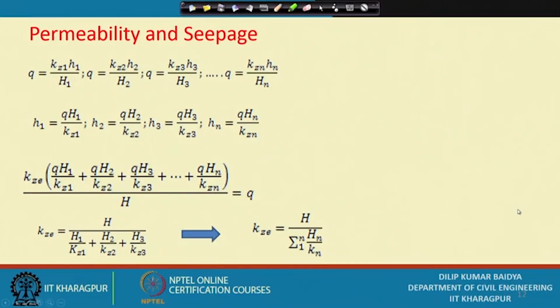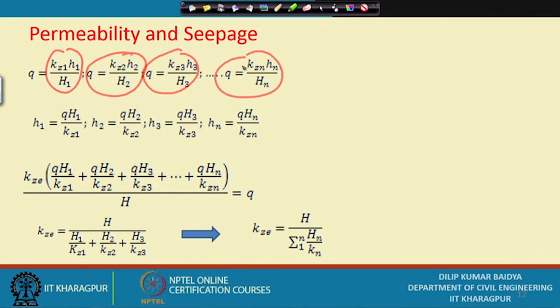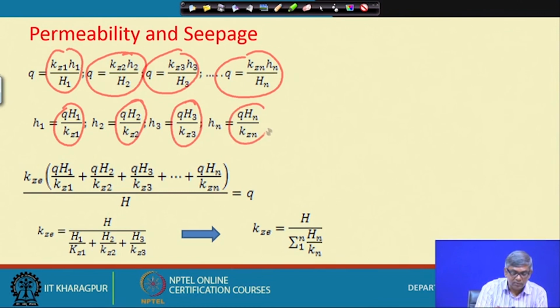Now, next you can see, Q I can express in this form, again Q I can express in this form, and everywhere Q is the same for the different layers. So, H1 I can calculate this way, H2 I can calculate this way, H3 I can calculate this way, because Q is the same everywhere.